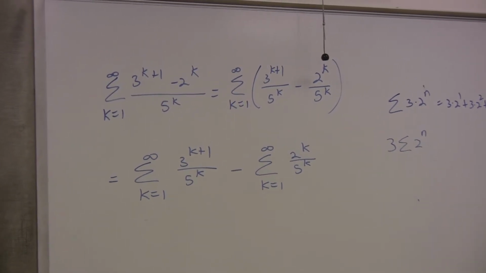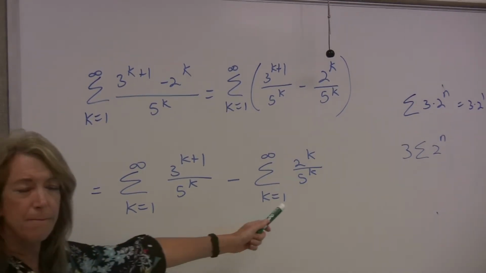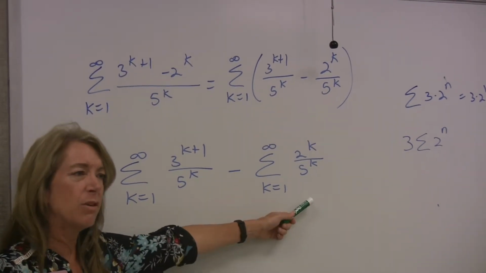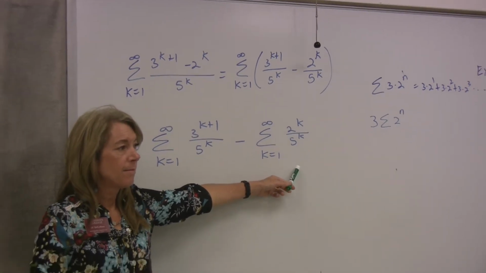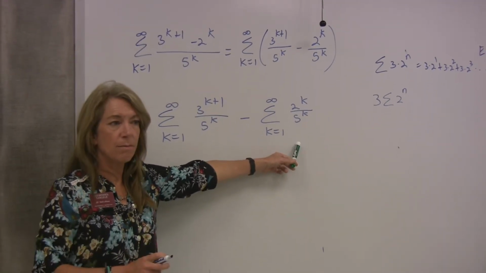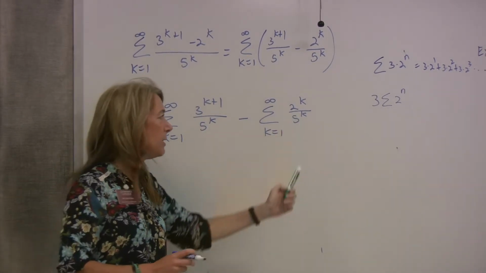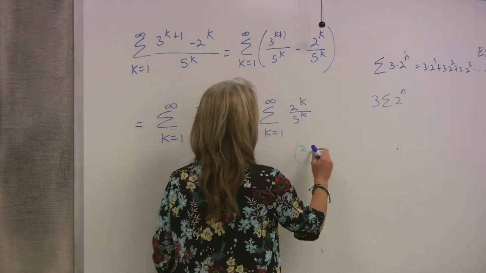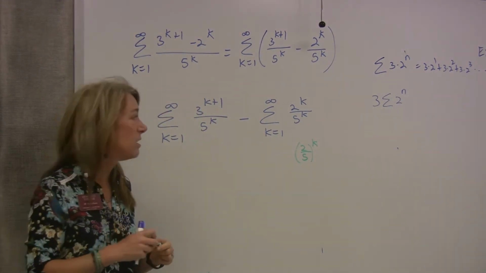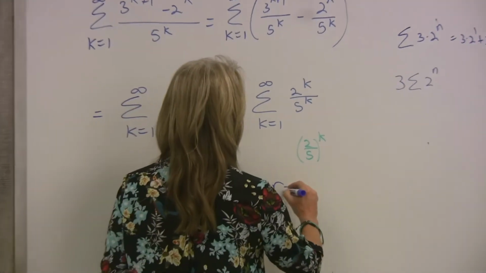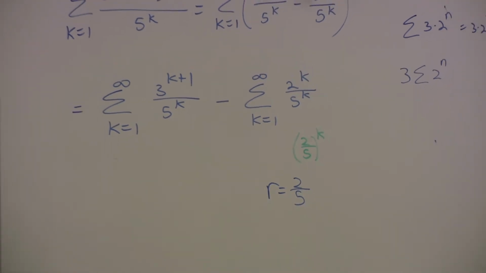Recall that's what the arithmetic property shows us? I want to start with this one because it's easier. Is this geometric? Yes. What's R? 2 fifths, right? Because this is really the same as 2 fifths to the k. So every time you're multiplying by another 2 fifths. So this one's geometric, R equals 2 fifths. It's kind of easy to see because it has nice powers of k.